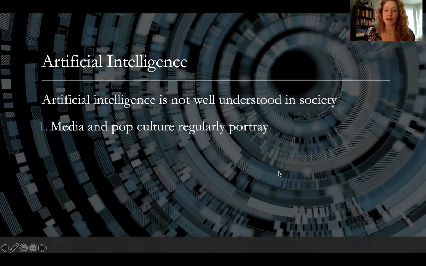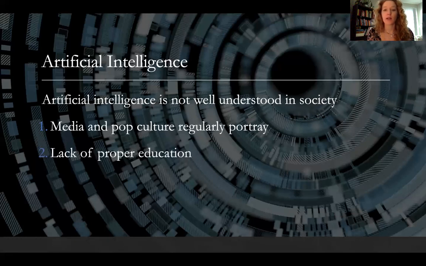Another reason why we might not have a very good understanding of artificial intelligence in society is we just don't have proper education around it, which is not unusual when there's something so new and innovative. Sometimes our broad education efforts can lag behind a little bit. But another reason is that the name itself can be a little bit misleading. So let's talk about that for a minute.